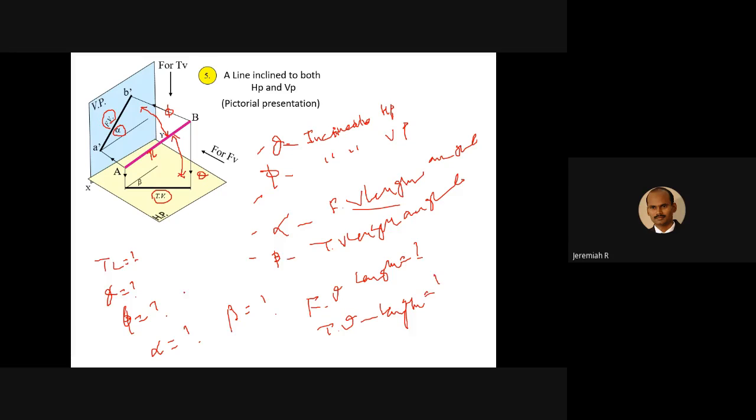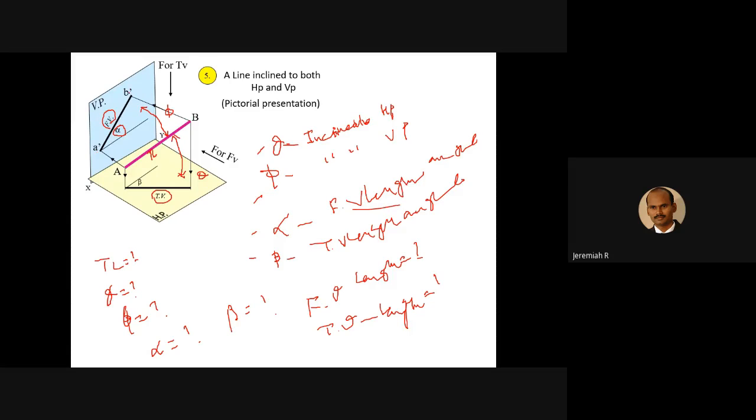So what are the possibilities, sir? Either true length will be given and we have to calculate some other data. Sometimes you have to calculate the original length of the line. Sometimes you have to calculate theta, that is inclined to HP. Sometimes you have to calculate phi, that is inclined to VP. What is alpha? Front view length inclination is called alpha. Beta is the top view length inclination. That we have to calculate.